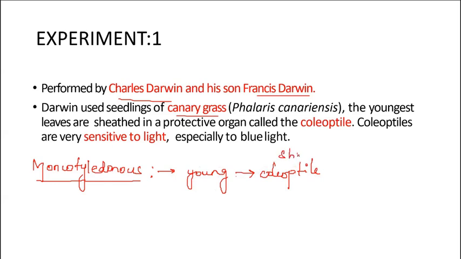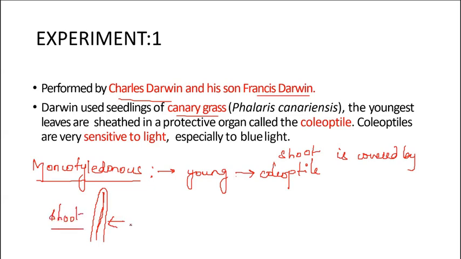Okay, main role is cell elongation. Now there were several experiments conducted to prove the nature of the auxin: where auxin is synthesized, what it does. So the first experiment was conducted by Charles Darwin and his son Francis Darwin.